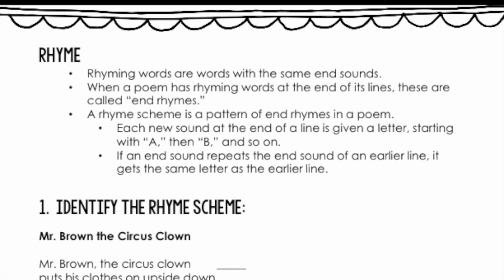Rhyming words are words with the same end sounds. When a poem has rhyming words at the end of its lines, these are called end rhymes. A rhyme scheme is a pattern of end rhymes in a poem. Each new sound at the end of the line is given a letter, starting with A, then B, and so on. And if an end sound repeats the end sound of an earlier line, it gets the same letter as the earlier line. So let's look at this example.